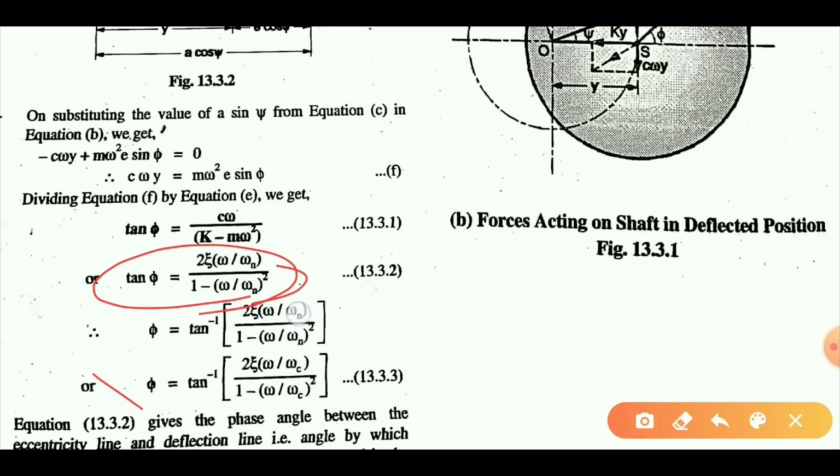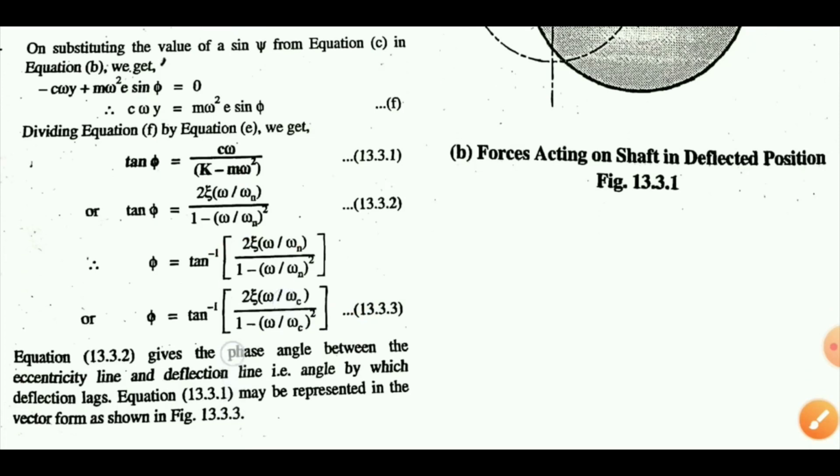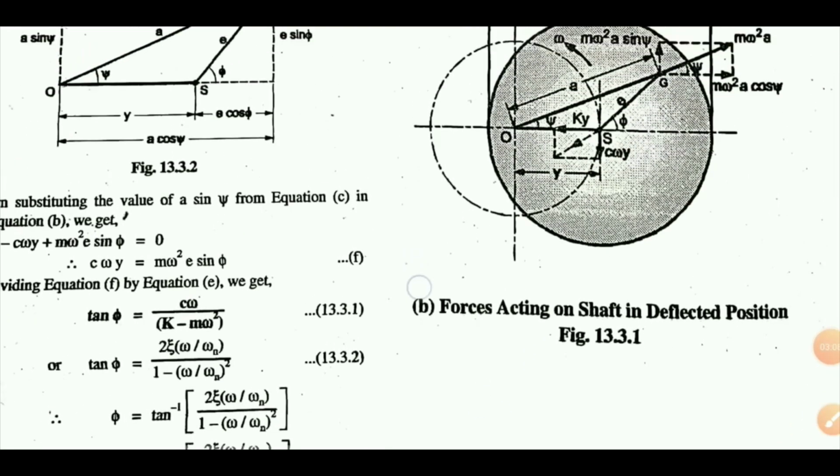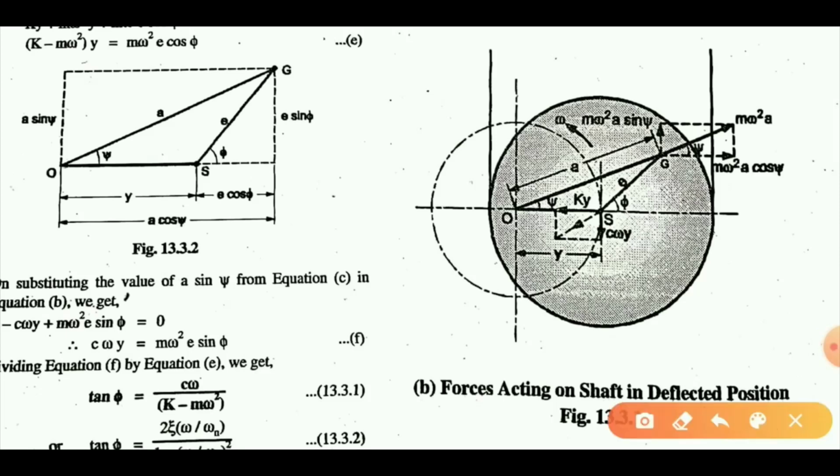Now we can write here omega n is equal to omega c for critical speed, and this equation gives the phase angle between the eccentricity line and the deflection line, and the angle by which the deflection lags. This is the phi.